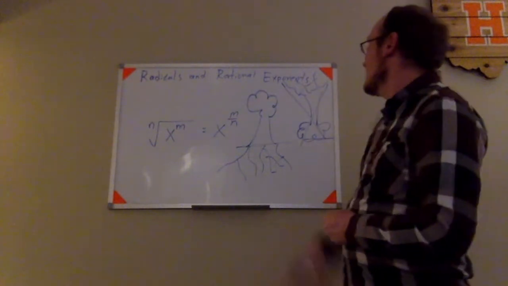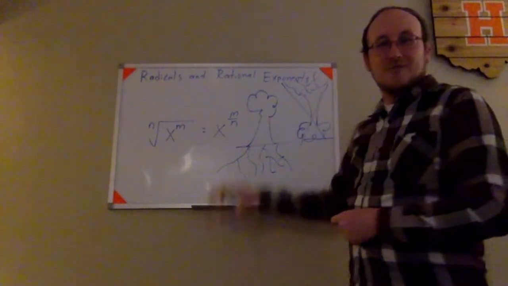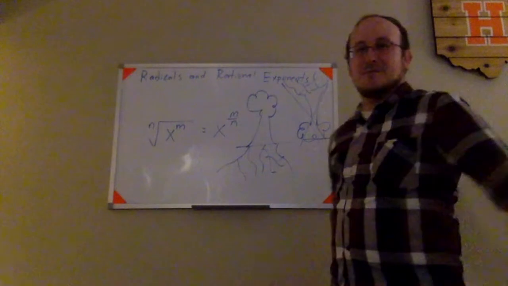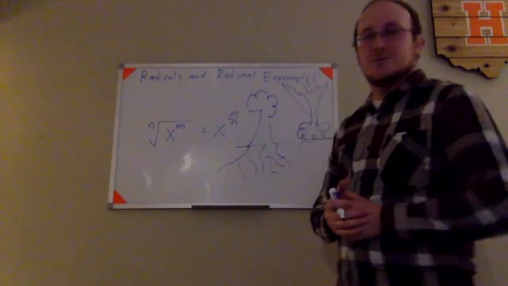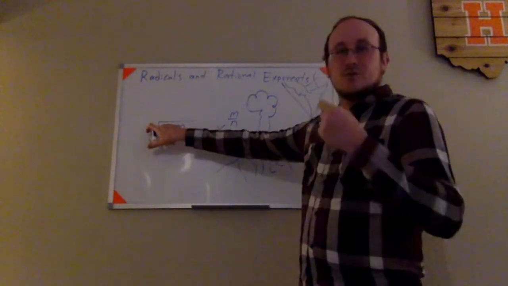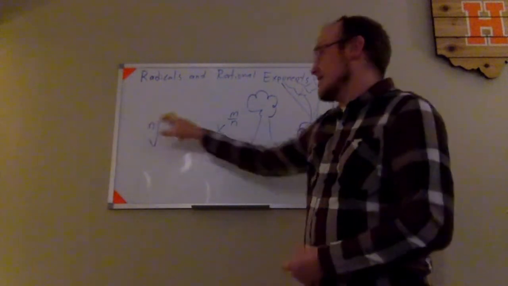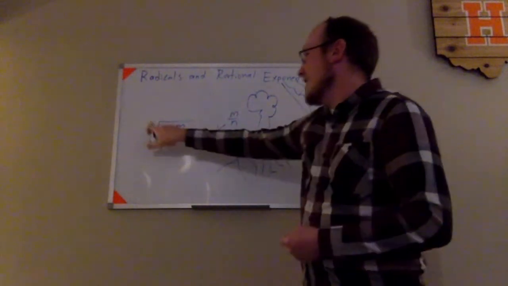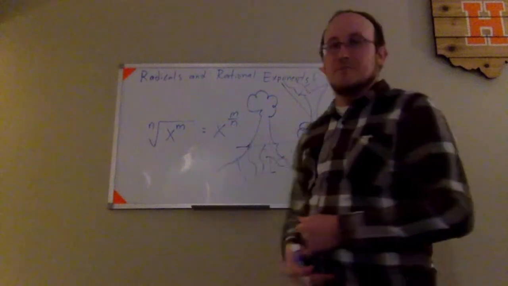No, so this here is ridiculous. We definitely don't have the tree upside down like that. We have the tree looking like this. The roots are on the bottom. That was always my little visual aid to help students remember that the index tells you what root you're taking and the roots go on the bottom. So when you convert from this form to this form, that number that's telling you what root to take goes on the bottom of the fraction.